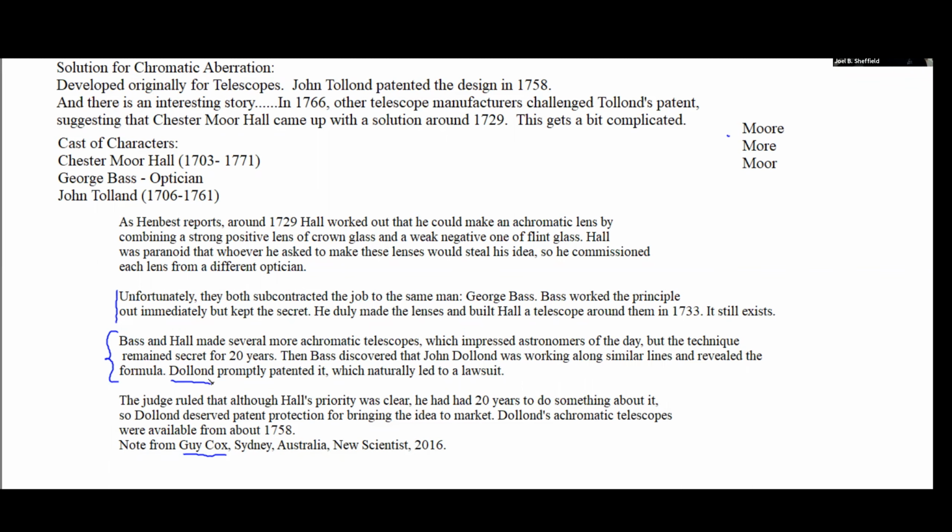So Hall apparently didn't care. Hall hadn't really been too concerned about what happened once the lenses were made. Apparently, Hall lost interest in all of this, having made these interesting lenses. So Toland patented it in 1758 or so.